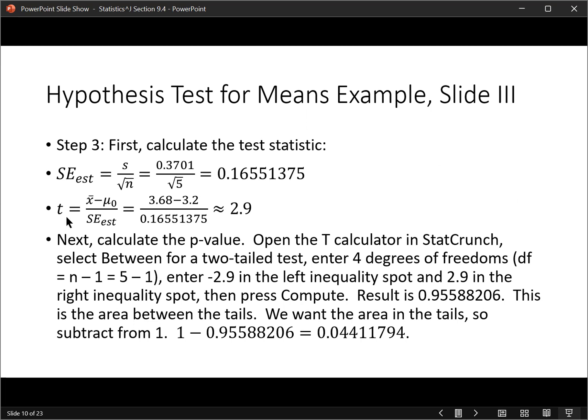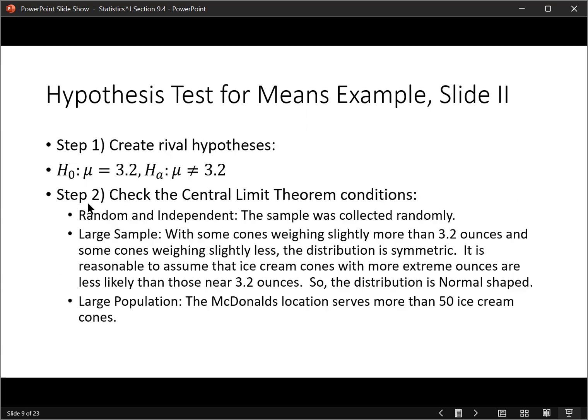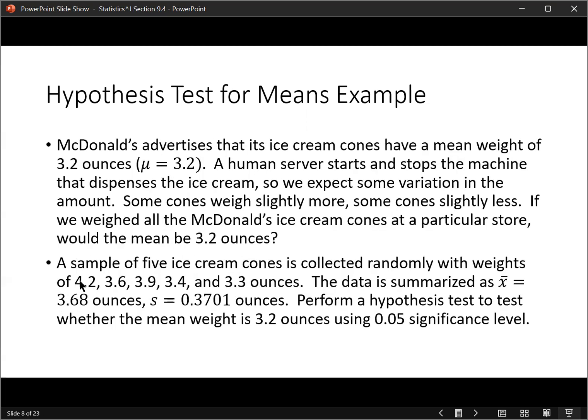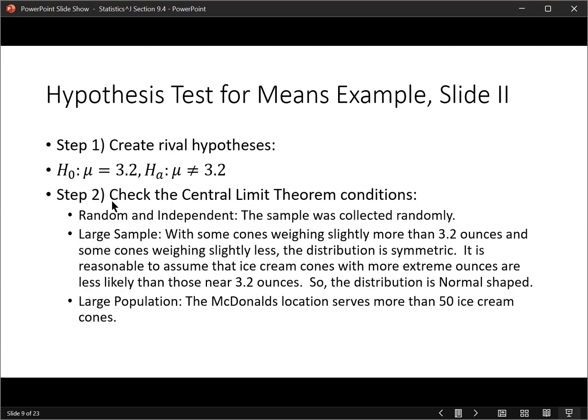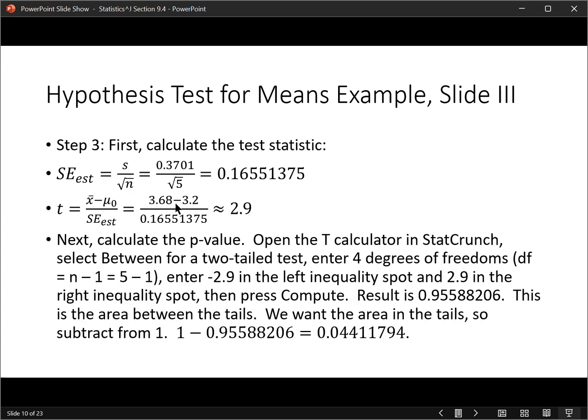Then to do the test statistic, you use this formula and plug everything in. The mean for the sample, which was also a couple of pages back, is 3.68. They gave it to us. And we're comparing that with the mean value for the null hypothesis, which is 3.2. So we get 3.68 minus 3.2, pop the standard error estimate in there, and we get about 2.9.